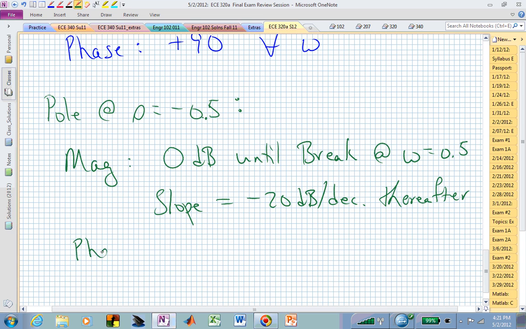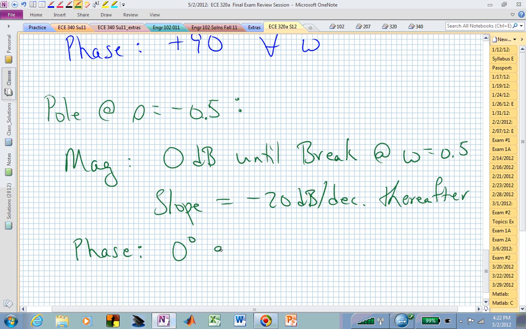Remember, the magnitudes you don't have to turn off. Once you turn them on, once they break, you don't have to worry about turning the slope off. But the phases you do. The phase for this, now you really are looking at a change of 90 degrees over 2 decades of frequency, and that 2-decade span is centered on the break frequency.